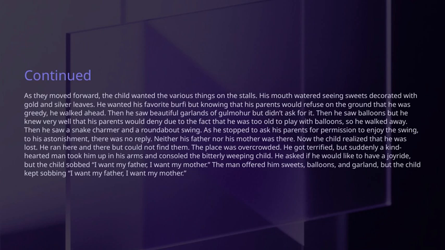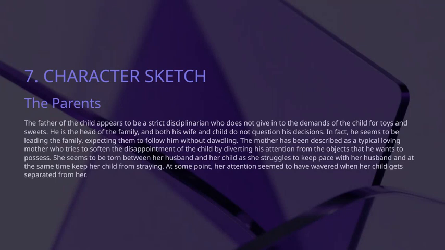This part of the story highlights the innocence and dependence of a child and reminds us how crucial parental presence is for a child's sense of security. It also ties into the overall theme of safety, trust, and the importance of being attentive to children in crowded, lively environments. Let's take a closer look at the character sketch of the parents in this scenario.